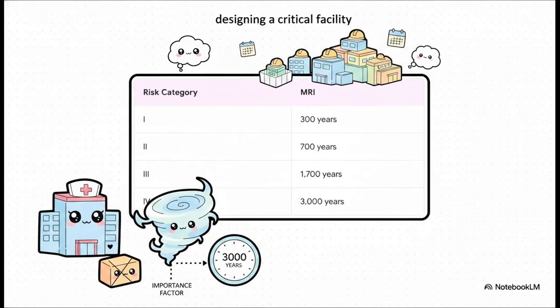So now, if you are designing a critical facility, say a hospital, which is a risk category IV structure, you are calculating forces based on a wind speed with a 3,000-year mean recurrence interval.